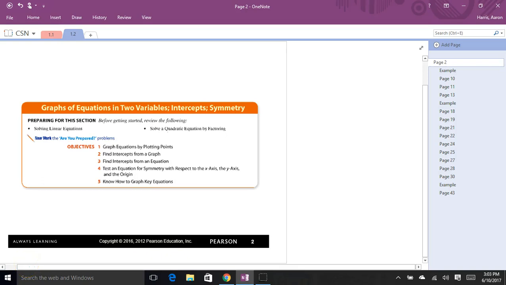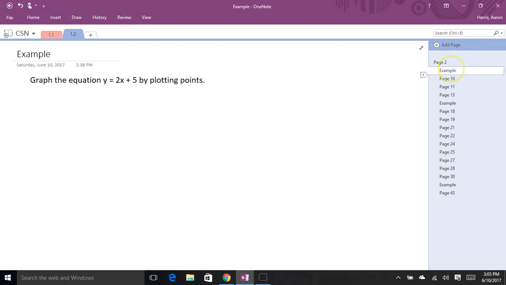Welcome back to your favorite pre-calculus class. In this section, section 1.2, we're going to look at graphs of equations in two variables. We're going to graph by point plotting, find intercepts, talk about symmetry, and graph some key equations. So let's go ahead and start first by reminding you how to graph by plotting points.